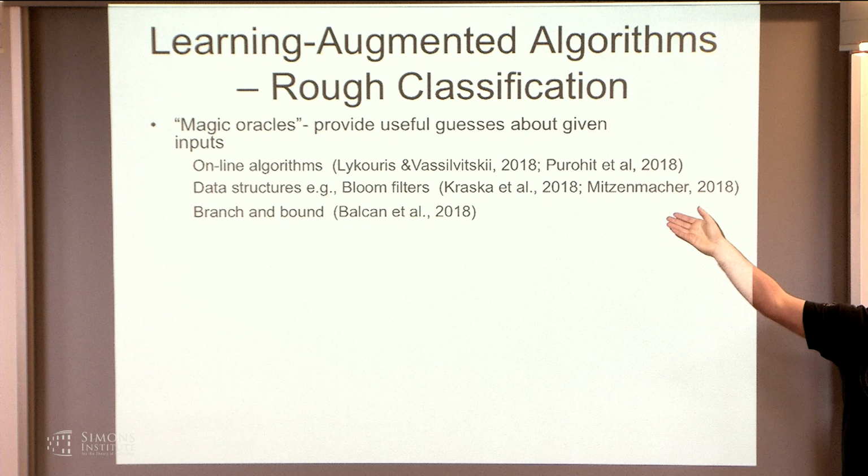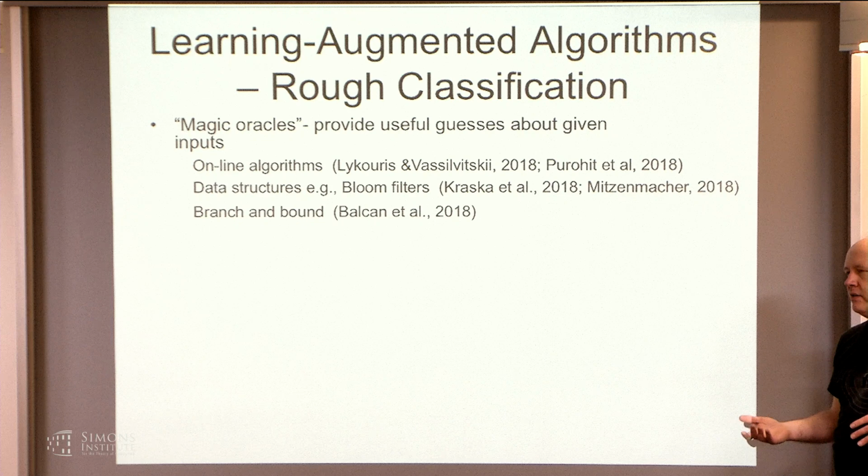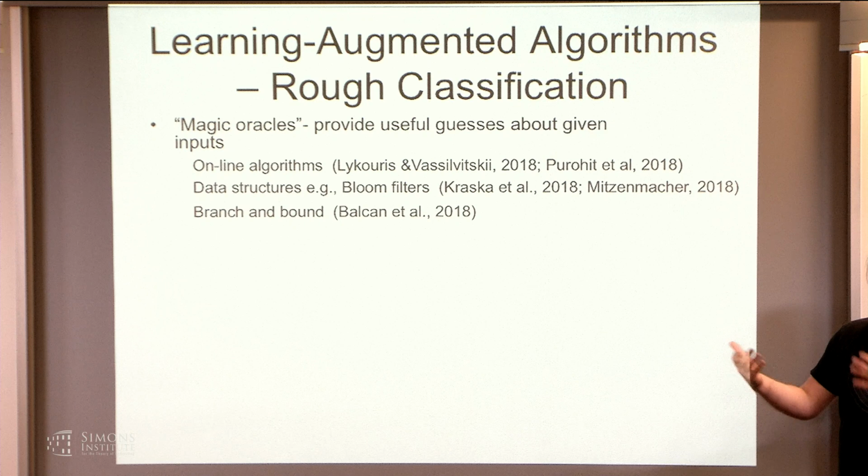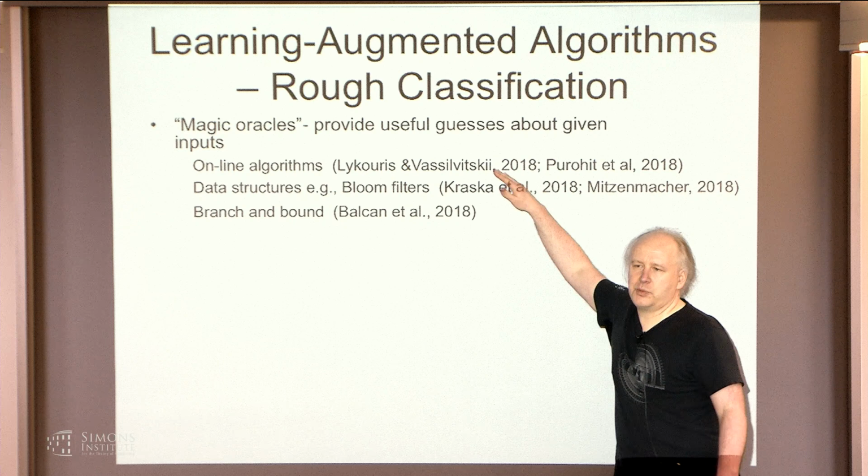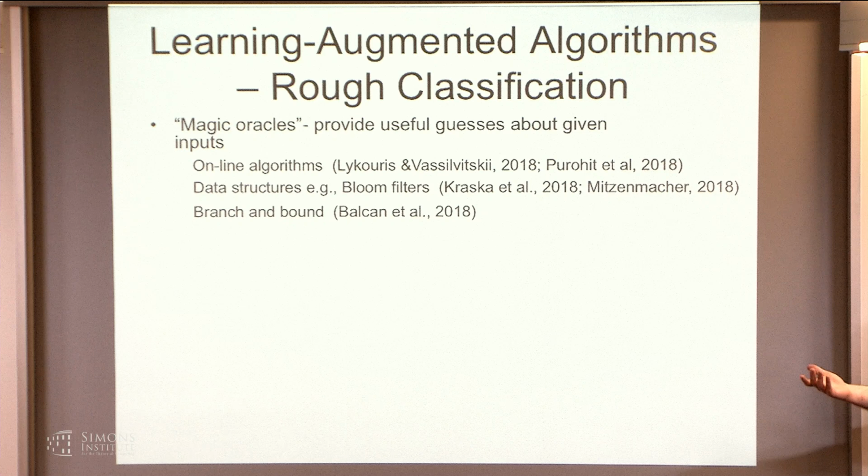In this approach, you use machine learning to train certain oracles, which, whenever you want, give you some useful hints about the input. This is particularly useful for online algorithms, because in online algorithms, you don't know the future, but you might be able to predict it. And in a recent work by Nicholas Wasiewicki and a few other people, there are various approaches of how to use those trained magic oracles to improve the performance of online algorithms while still retaining some performance guarantees.